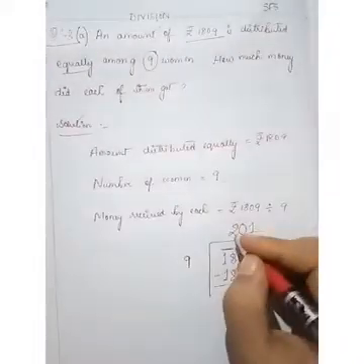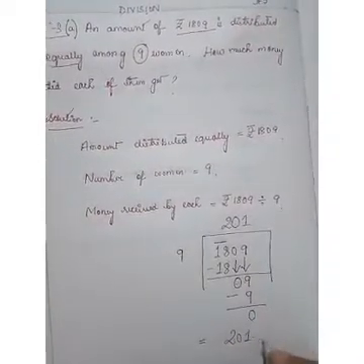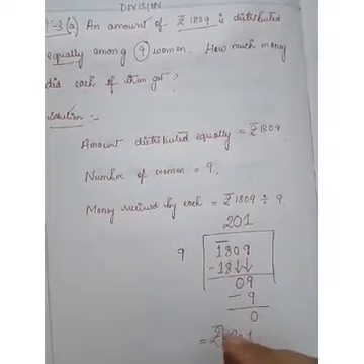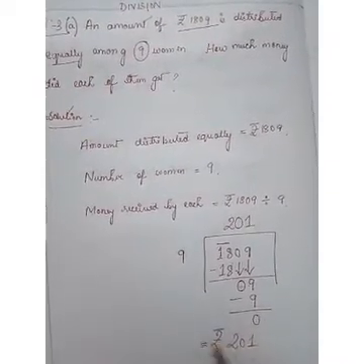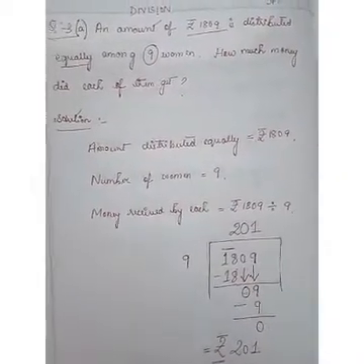So what is the amount? The question is the amount, so the amount is 201. Since the question is about money, you have to put the rupee sign. This sign you have to put, this is very important. So money received by each is equal to rupees 201.